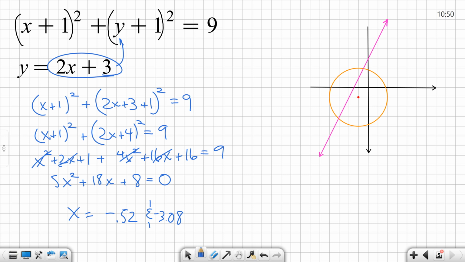Where would you plug it in? Think carefully before you answer. Into the line, not into the quadratic circle. You don't want to do that again. Just plug it into the line.